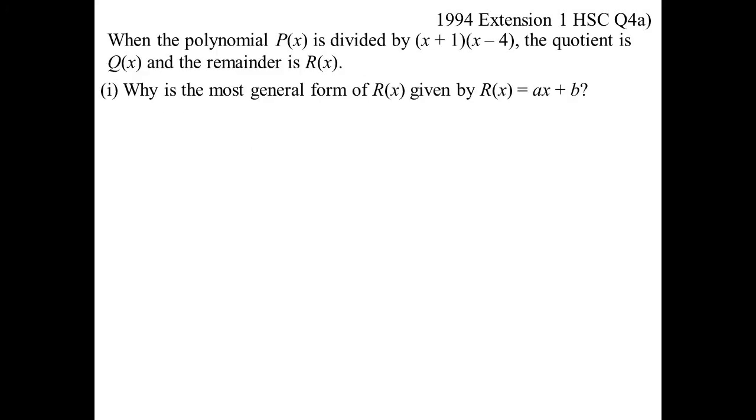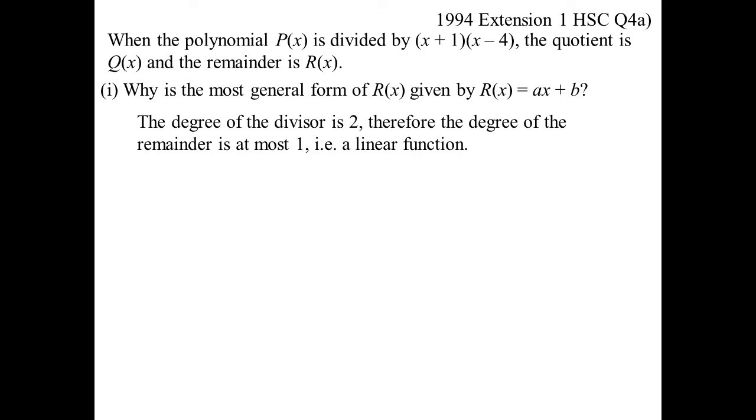Here's an old one, 1994. So this time we'll divide it by x plus 1, x minus 4. Quotient, we're just calling it the traditional qx, the remainder rx. Y is the most general form of the remainder, ax plus b. And what they're getting at there is, look at what we're dividing by. I mean, it's factorised, but it would be a quadratic. So the order of the divisor is 2.